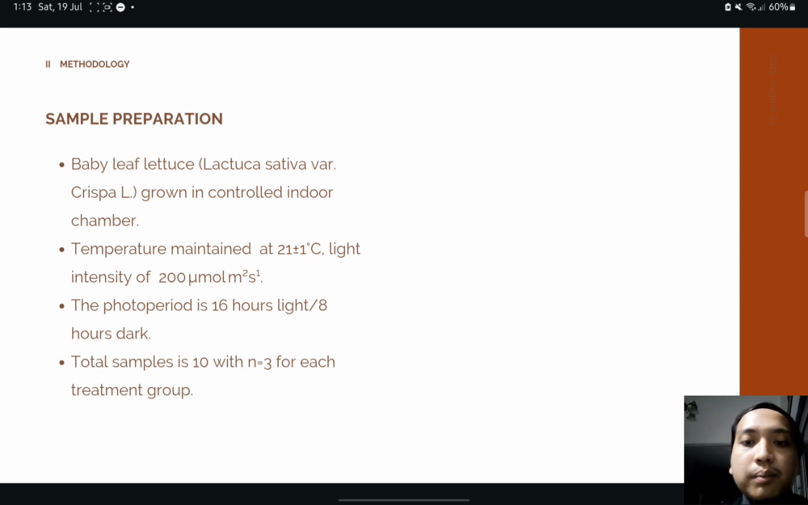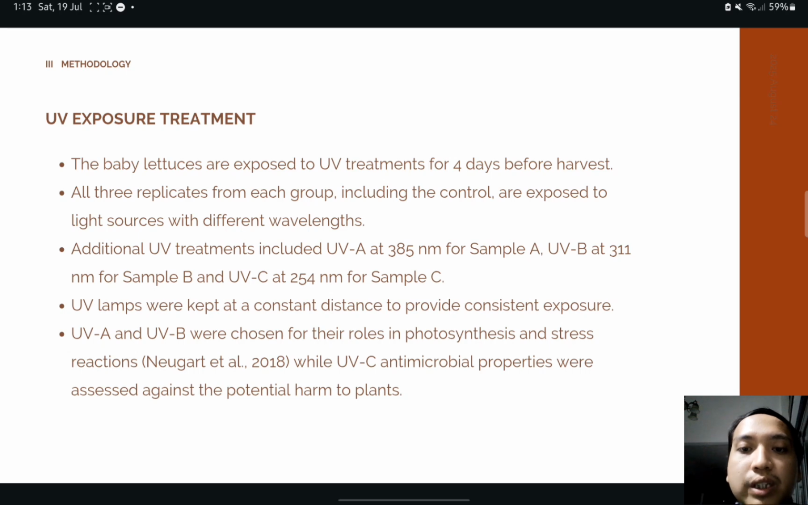First, sample preparation. Baby leaf lettuce is planted and grown in a controlled indoor chamber. The temperature is maintained at 21 plus minus 1 degree Celsius, and the photoperiod is 16 hours in the light and 8 hours in the dark. So the total sample is 10, with 3 in each treatment group. So next, UV exposure treatment.